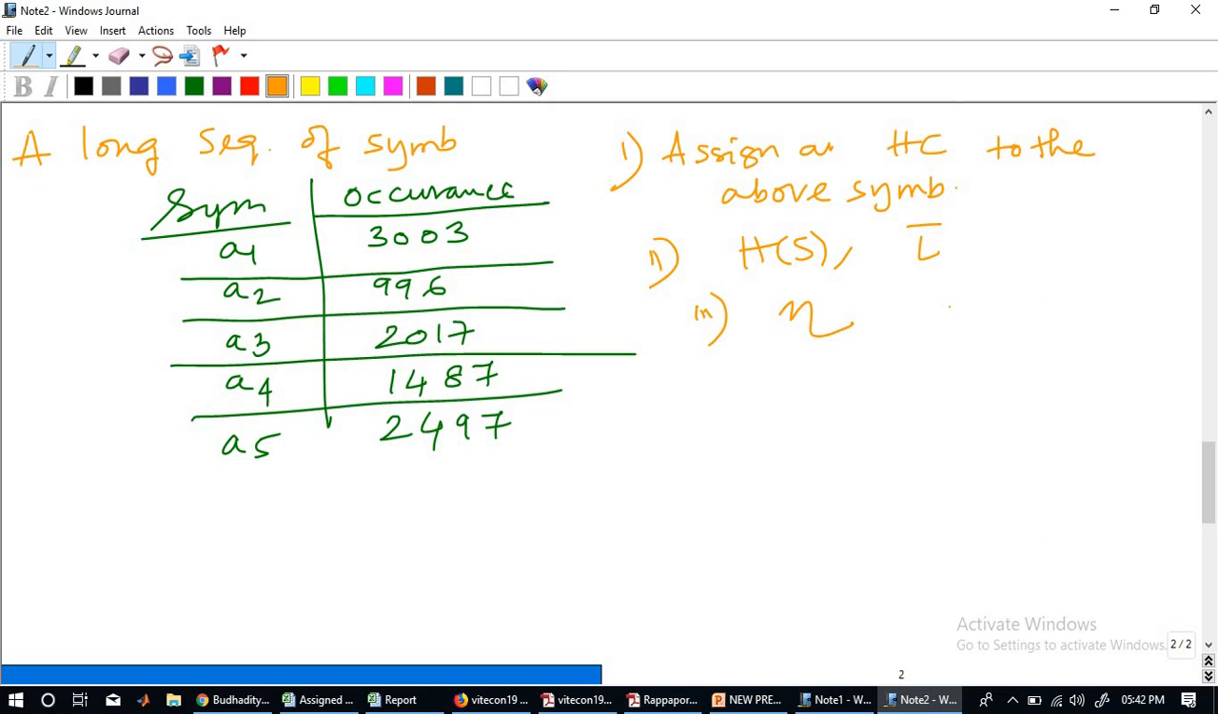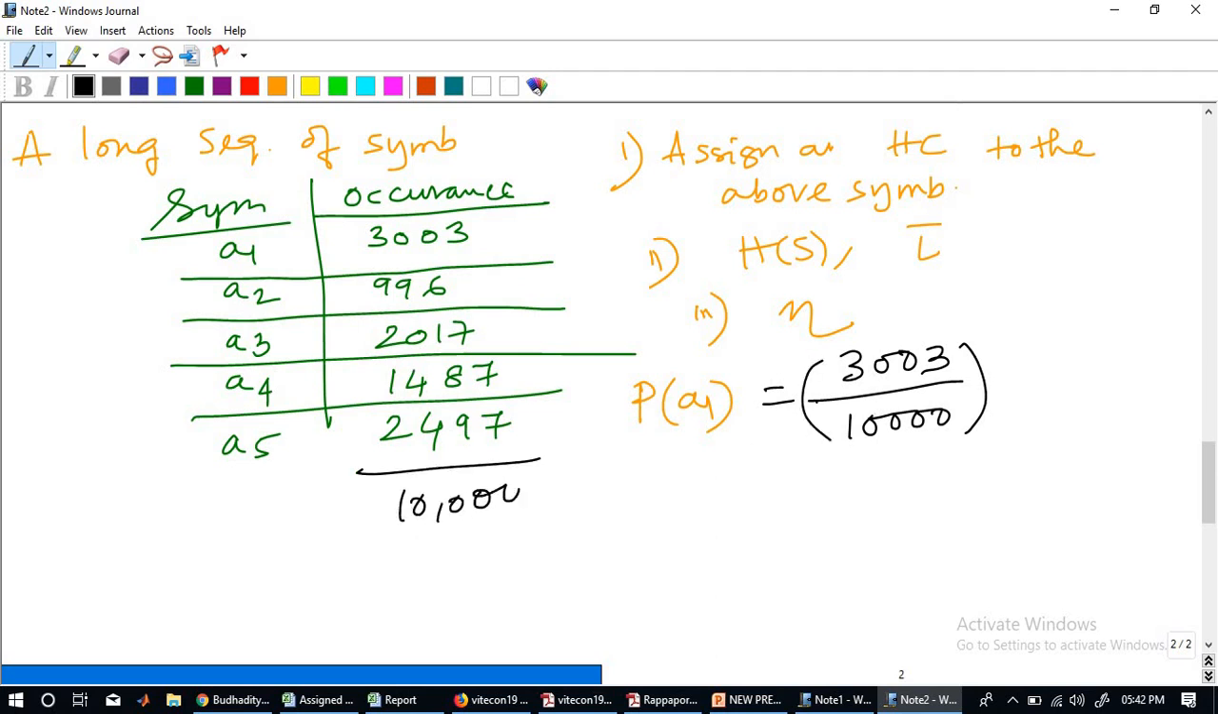So probability given was numbers. So what we have is occurrences, and we cannot really go ahead with the Huffman coding. So how to calculate the probabilities? What is the probability of A1? It's nothing but the number of times it has occurred divided by the total number of occurrences, which will come around 10,000. Okay? So find out the probabilities, arrange them in order.